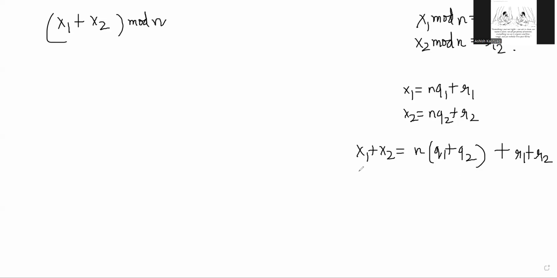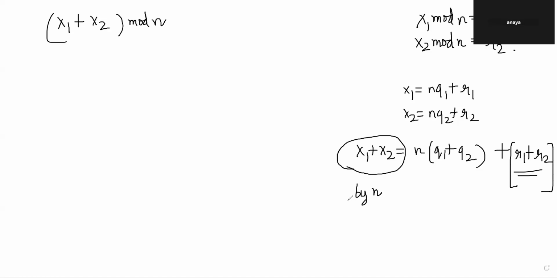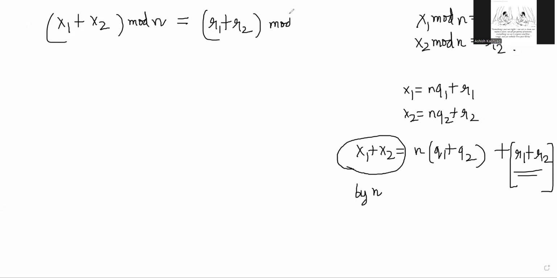So it is obvious that if you divide x1 plus x2 by n, the remainder will be r1 plus r2, right? Depending on whether r1 plus r2 adds up to something less than n or not, right? So it will be equal to r1 plus r2 mod n. In case r1 plus r2 adds up to something bigger than n, then you'll take that mod n and that will give you a smaller number itself.